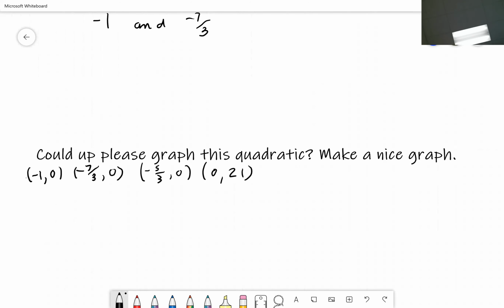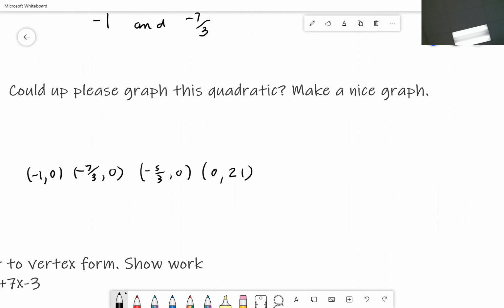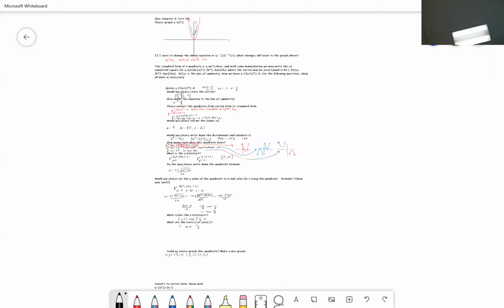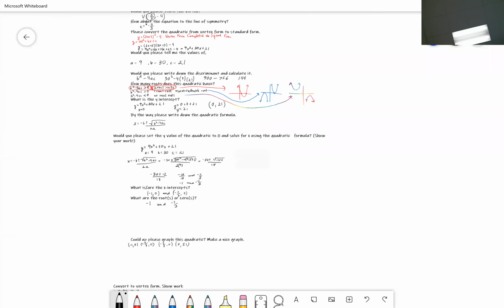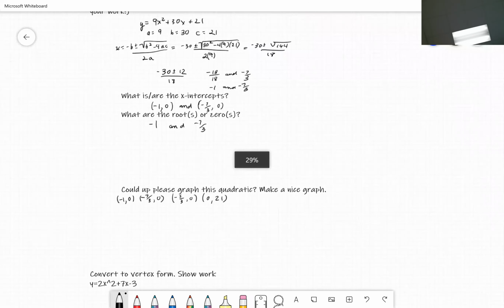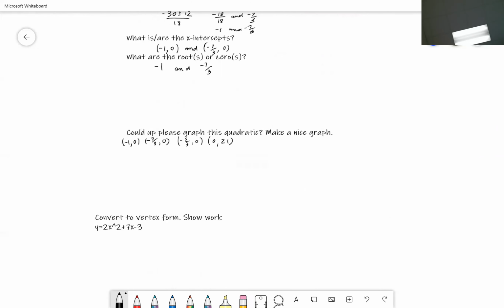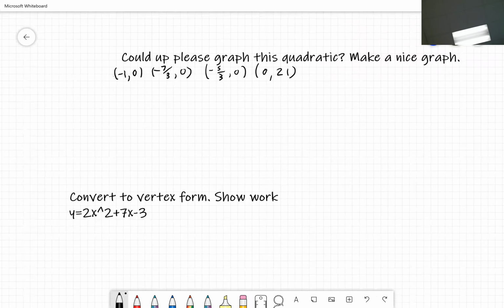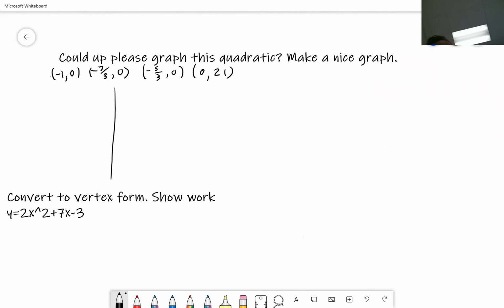So if you had nice graphing paper and you wanted to take your time, you could probably do a decent graph if you chose to. And obviously we'll do the last one, which is convert to vertex form. So let's do this. I'll just do a quick sketch because that's what I do.